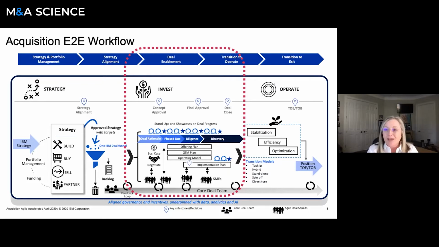Now, there was a lot of debate internally on when do you start building the implementation plan? And it really does start early. It starts early with a smaller team. It then adds subject matter experts across the workflow, as you see here, and ultimately builds to how do you get to an operational state.